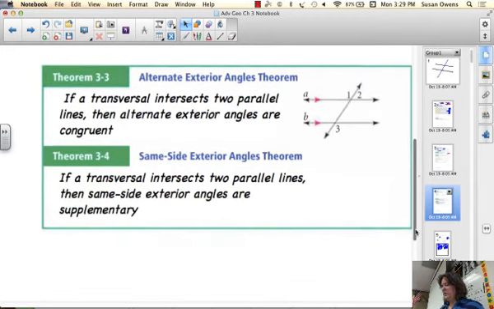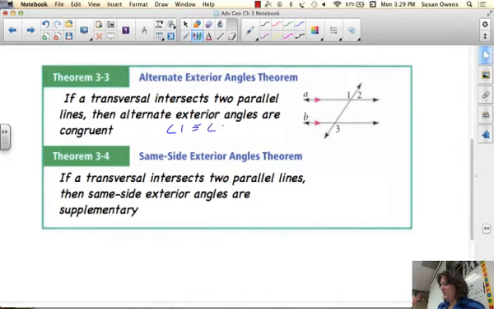So we've talked about interior, we also have exterior. So if a transversal intersects two parallel lines, then the alternate exterior angles are congruent. So for this picture, we can say that angle 1 is congruent to angle 3. And if the transversal intersects two parallel lines, then the same side exterior angles are supplementary. So for this one, angles 1 and 3 are congruent, but angles 2 and 3 are supplementary. And we can write the measure of angle 2 plus the measure of angle 3 equals 180 degrees.